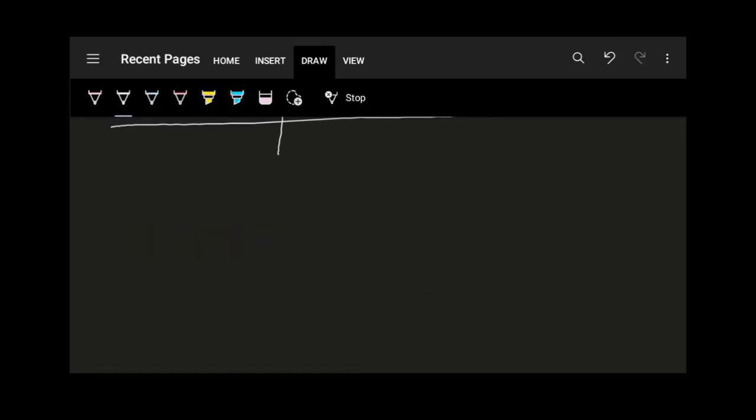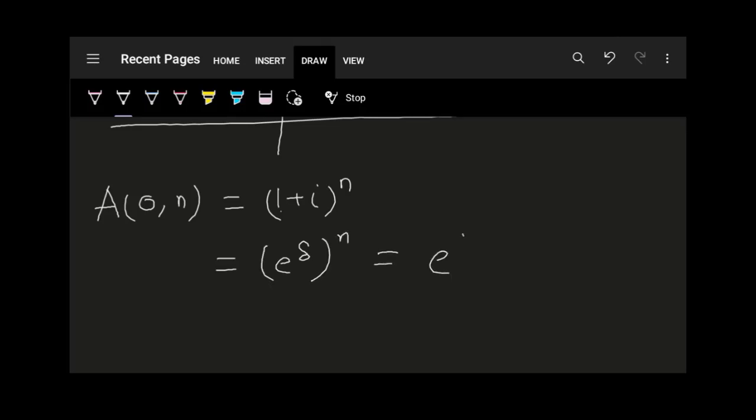So let me tell you why I told you about this. Now we'll calculate the accumulation factor like we did in earlier videos. To calculate the accumulation factor from time 0 to n, where n is in years, and I am given the effective interest rate i per annum, I can calculate it as 1 plus i to the power n. Now we know that 1 plus i is nothing but e to the power delta. So I'll replace 1 plus i and I'll get e to the power delta n.